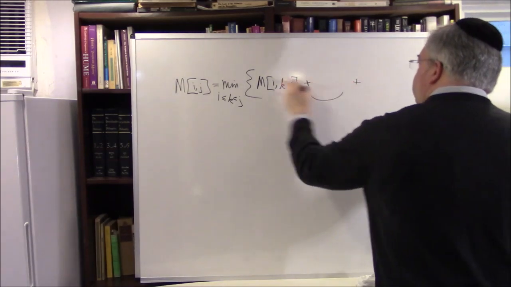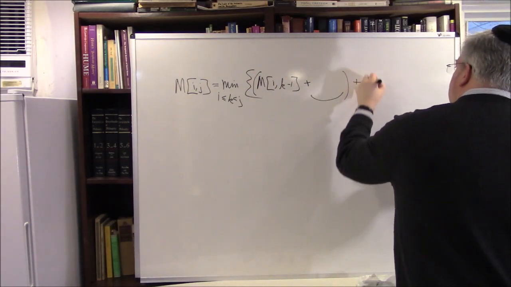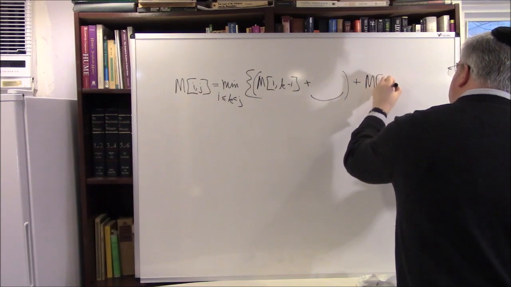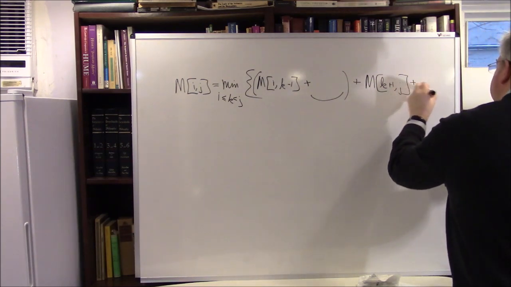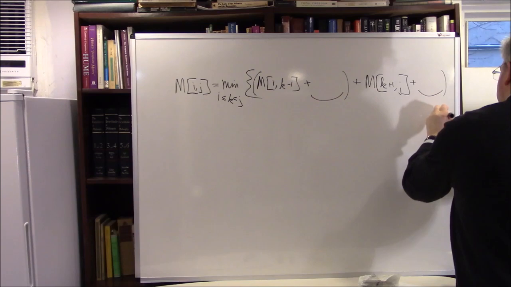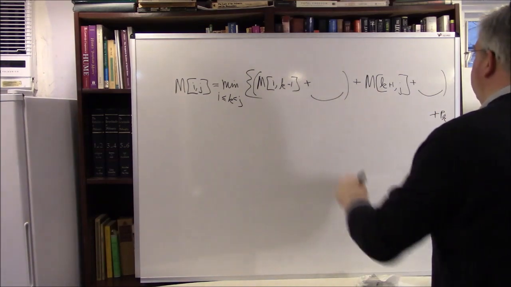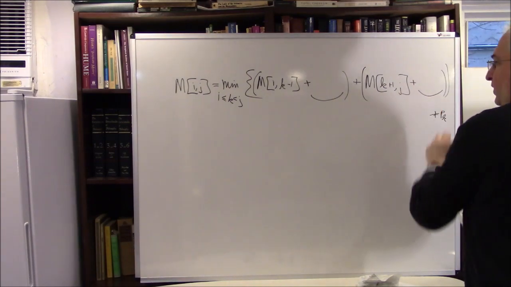Plus, so that's one part. You'll understand in a second. M k plus 1 to j, plus something, leave that alone, plus pk, and I'll explain to you what that is in a second. So that's this, plus pk, that's good.